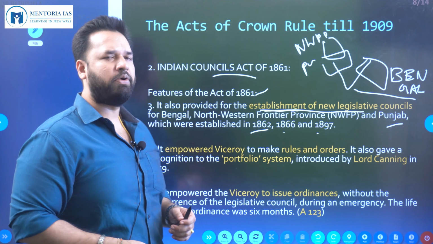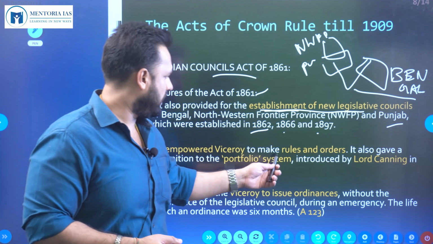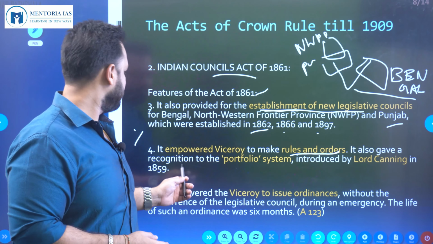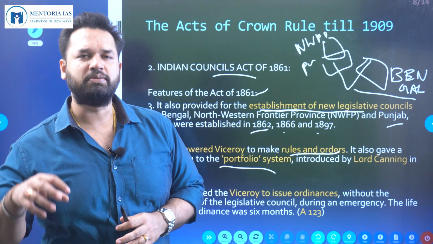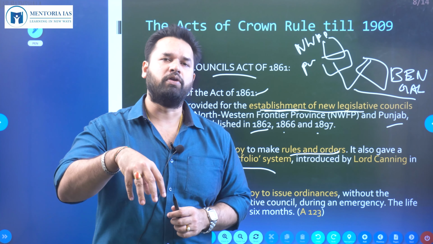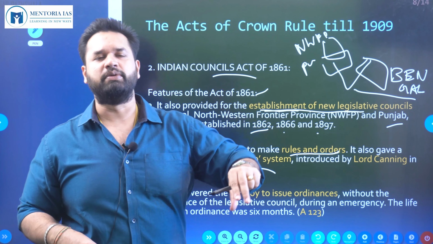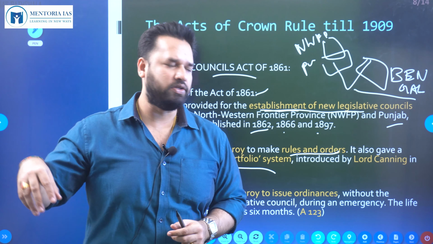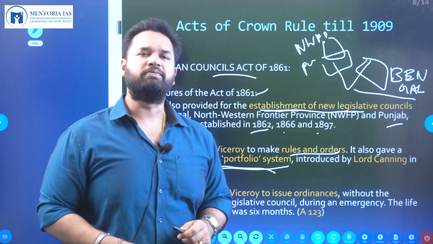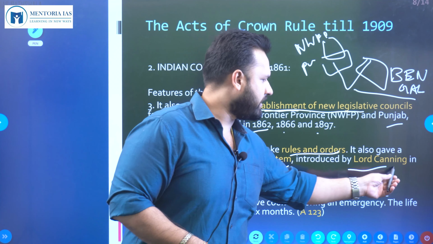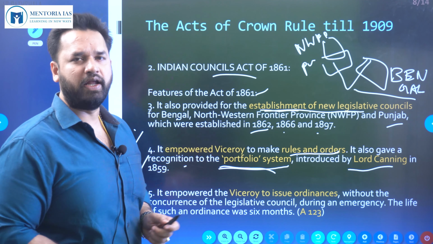Okay, it also empowered the Viceroy to make rules and laws. It also gave a portfolio system. Do we have the portfolio system now? We have different portfolios. Let us say we have Education Minister, Minister of Science and Technology, IT Ministry. Similarly, the portfolio system was started by Lord Canning for the first time in 1859.